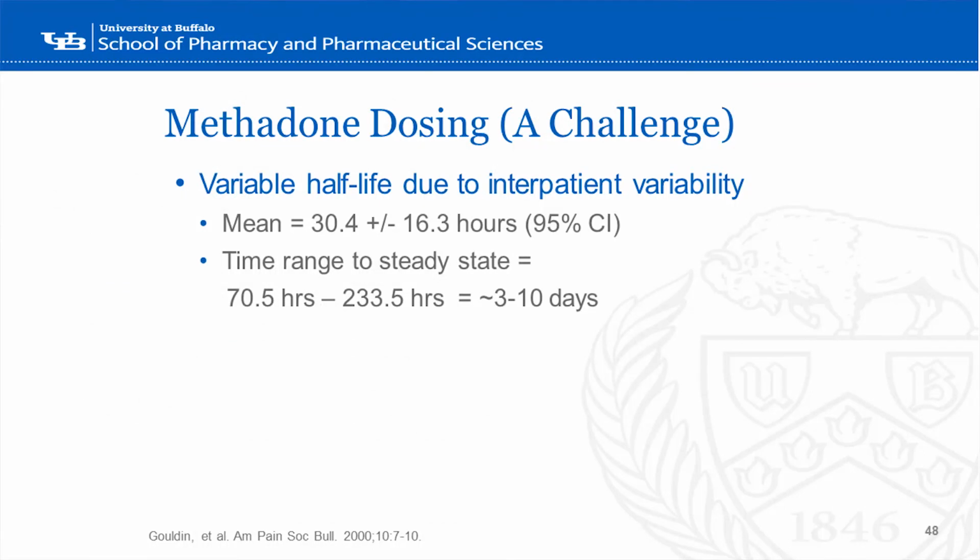Methadone dosing has further challenges based upon its variability in half-life and its interpatient variability as well. The mean half-life is about 30 hours, but that has a range of plus or minus 16 hours. Therefore, its time to steady state is anywhere between 70 and 233 hours, also known as 3 to 10 days. So we have a long time before it gets to that steady state with routine dosing.